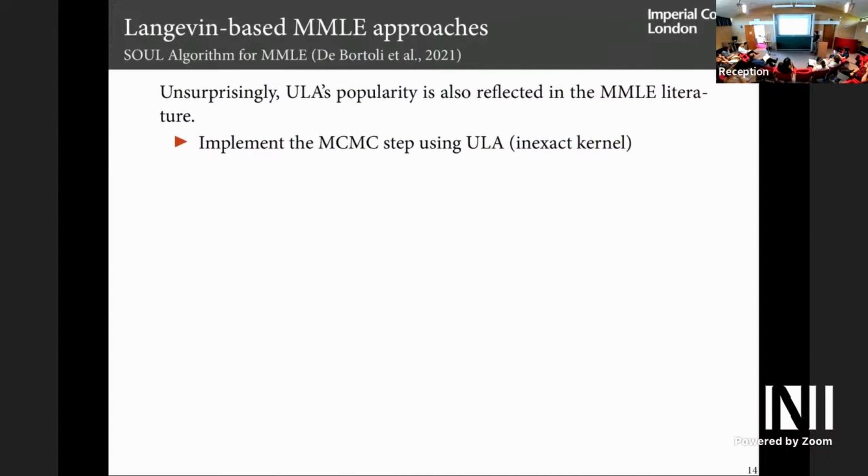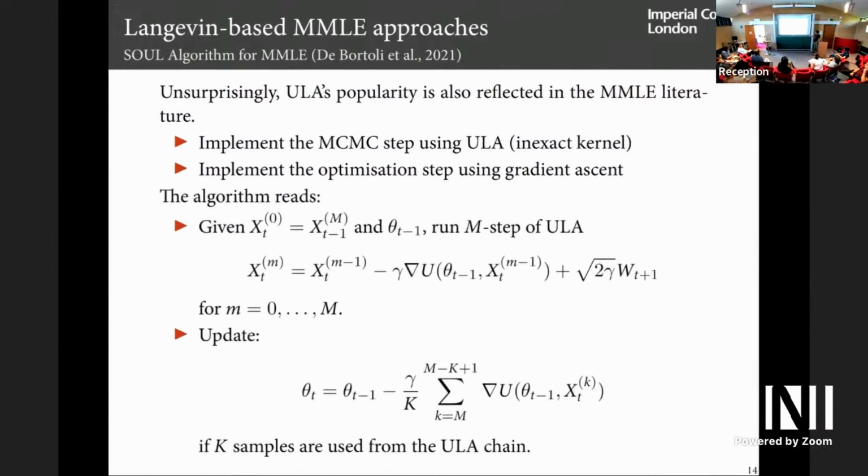So remember in the EM, I was trying to implement the sampling step, or what I call the MCMC step. Now you can implement it with ULA, right? Let's say you run some ULA chain for some time, you get some samples, and you can use them to estimate your gradient. You do some sort of gradient descent, ascent, and that's basically how the algorithm goes here.